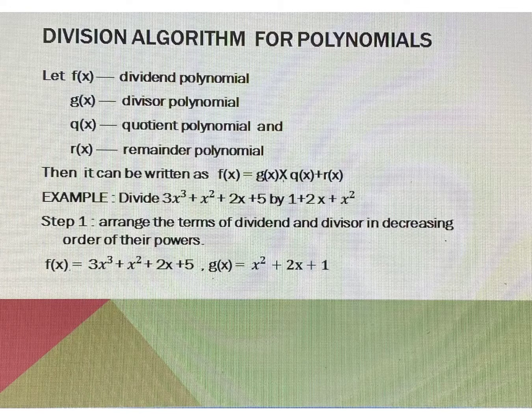We'll consider the example, divide 3x cubed plus 2x square plus 2x plus 5 by 1 plus 2x plus x square. So here our f of x is 3x cubed plus 2x square plus 2x plus 5 and g of x is 1 plus 2x plus x square. Now the first step is arrange the terms of dividend and divisor in decreasing order. Dividend polynomial, that is f of x, is already given in decreasing order. And on arranging the divisor polynomial in decreasing order of their powers, we will get g of x is equal to x square plus 2x plus 1.